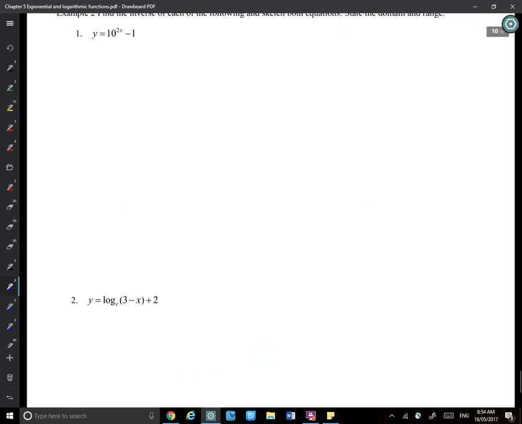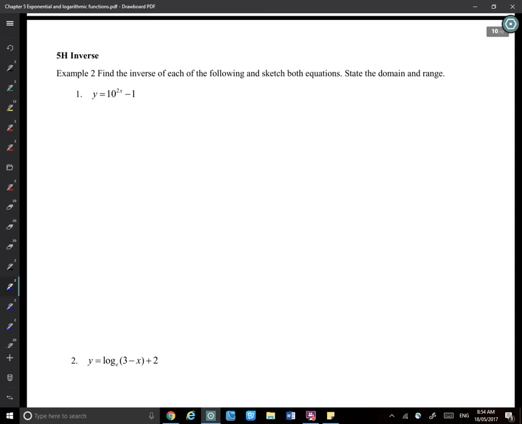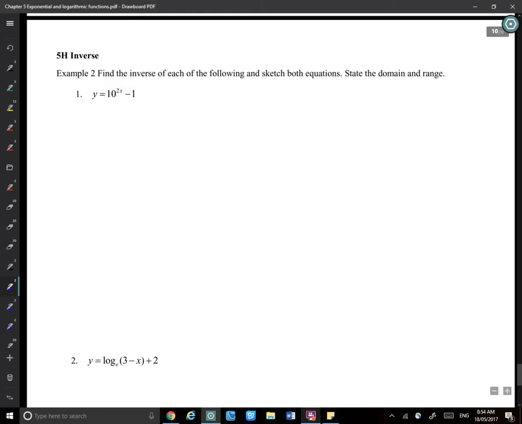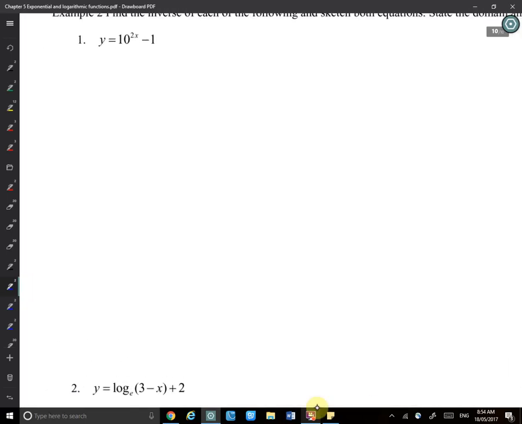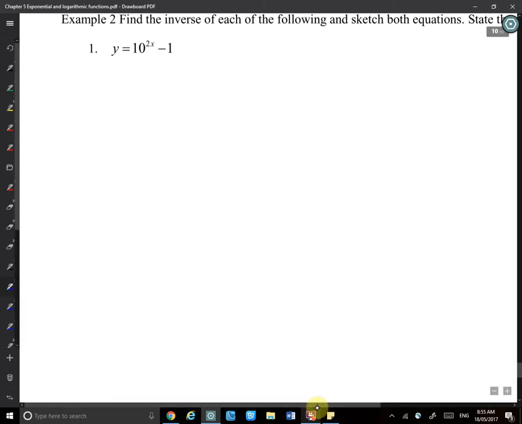And let's have a look at the last page. The last page is finding inverse. Find the inverse of each of the following, sketch both equations, and state the domain and range. Okay, let's sketch y equals 10 to the power of 2x minus 1.